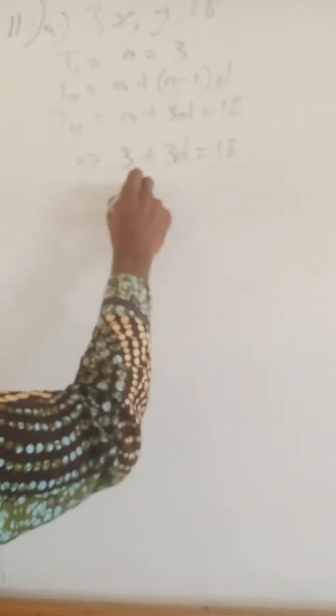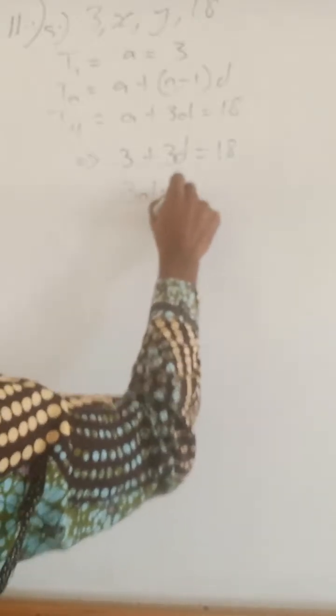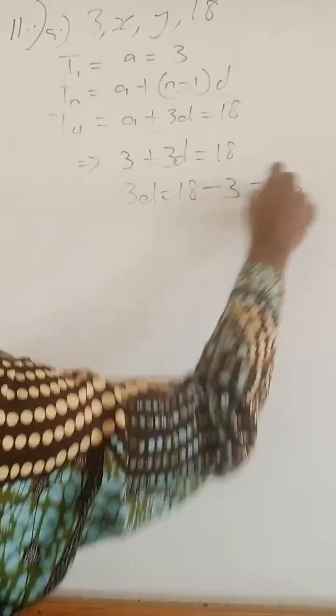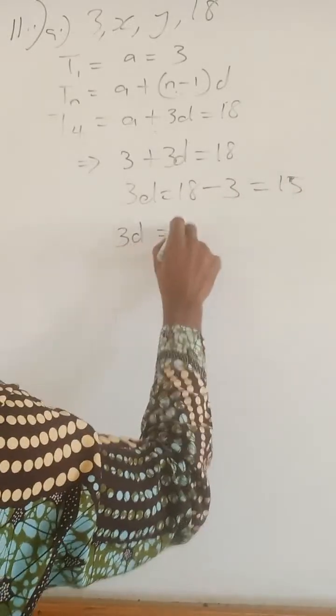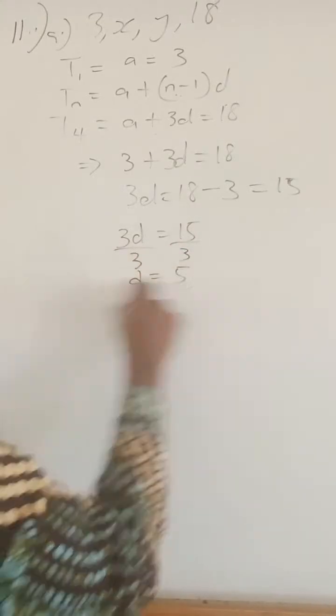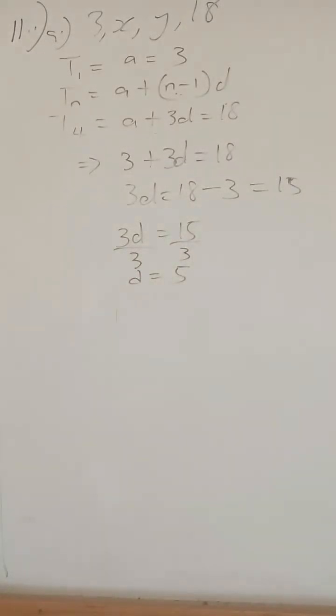So 3d is 18 minus 3, which is 15. You're going to divide both sides by 3. So d is 5. d is 5.